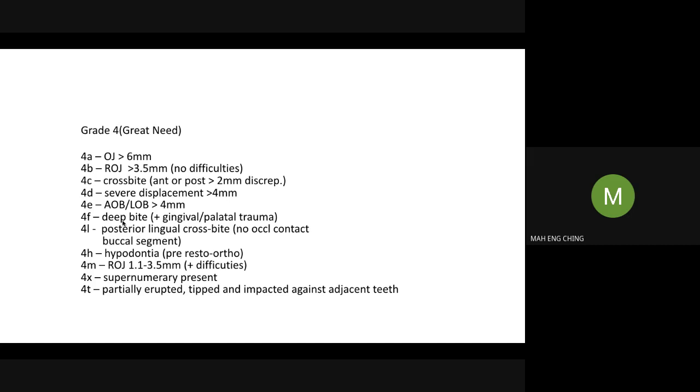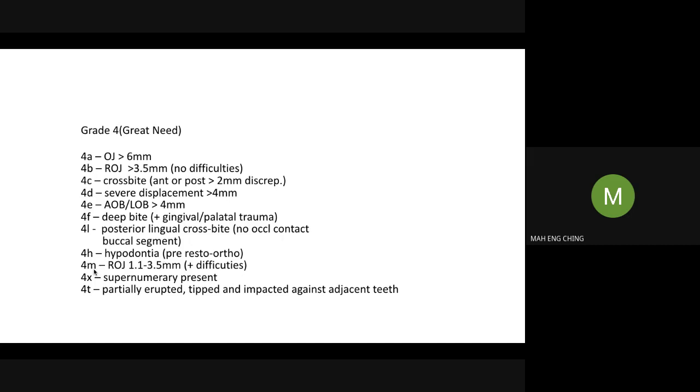Then we have deep bite. Deep bite must have gingival or palatal trauma. So it must be deep until you can strip off your gum or have an indentation or potential traumatic bite. Then it gives you 4F, which is a deep bite with traumatic indentations to the palate or the gingival. Then 4L is a lingual crossbite, a posterior lingual crossbite with no occlusal contact on the buccal segment. Then 4H is a less extensive hypodontia, which usually means one single tooth per quadrant. So if you have hypodontia, not that severe, just one tooth per quadrant, then consider 4H.